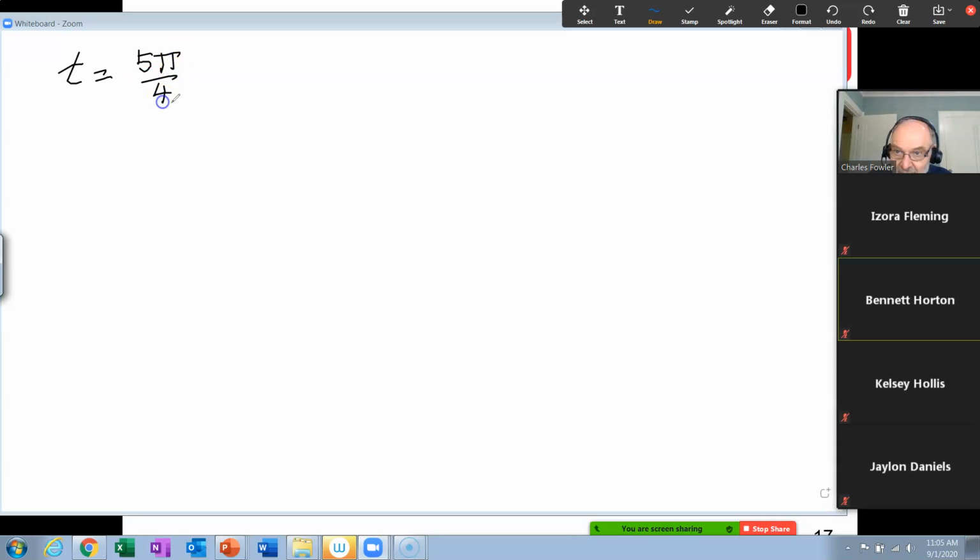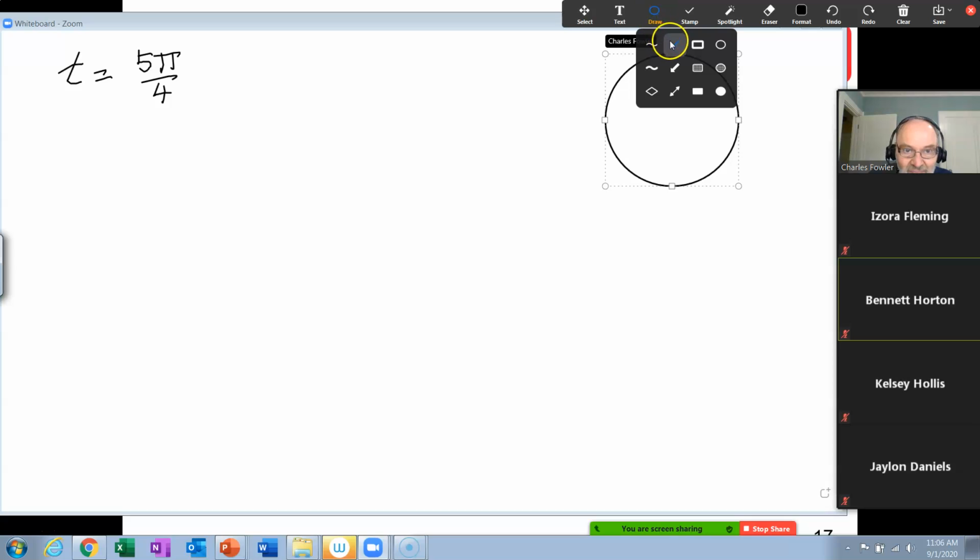5/4 pi. Okay. Now, I don't draw unit circles very well. I'm going to see if this is going to help me any. I'm going to try it. Yuck! I don't know if you can see me fighting with this thing. But let me try to draw a circle here. Would you say that's close enough to a circle? Let's guess it is. Alright, now I'm going to draw my axes.